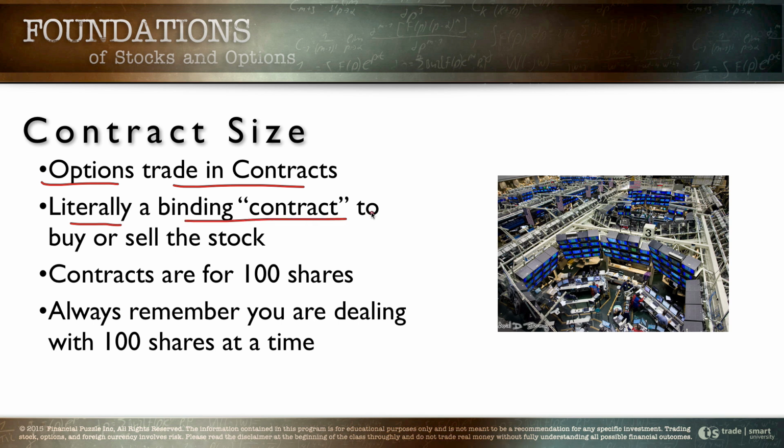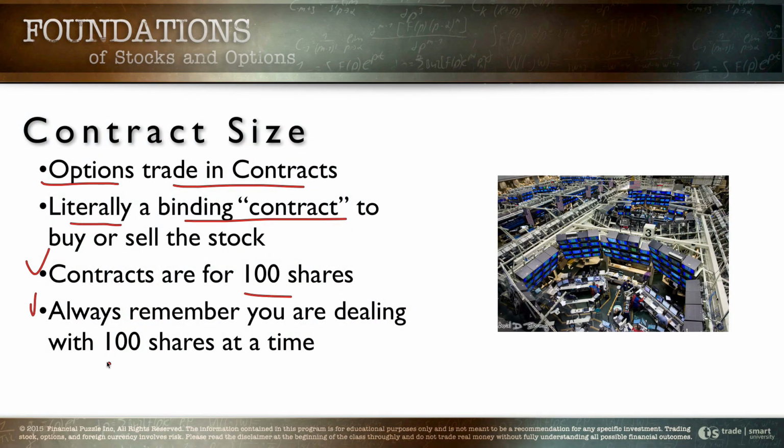You also need to understand that these contracts are for specific sizes. The standard size is a contract of 100 shares. And so when we talk about trading options, more often than not, we're saying we're going to trade one option, which is always going to be 100 shares, or two options will be 200 shares. Each contract represents 100 shares of the underlying stock. And you always need to remember, you're dealing with 100 shares at a time.